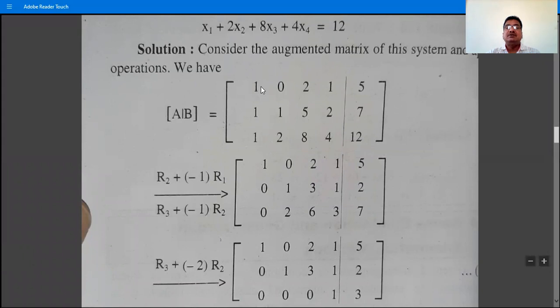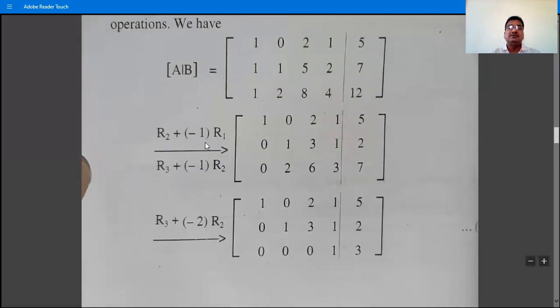So reduce this element to 1, already there is 1, so reduce these two elements to 0. So the operations are R2 minus R1, or R2 plus minus 1 R1, and R3 minus R2, or R3 plus minus 1 R2. So we have 0 at this place, and so change in the second row and third row. This is the matrix after these two operations, transformations.